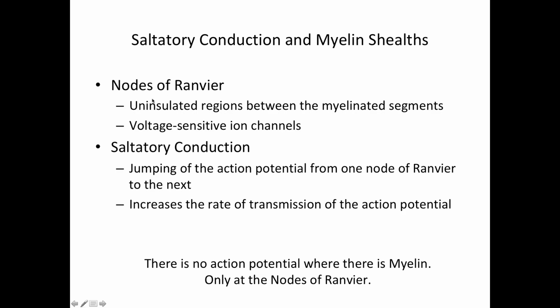So again, to recap: nodes of Ranvier are uninsulated regions between the myelinated segments, and they have a lot of voltage-sensitive ion channels. Saltatory conduction is the jumping of the action potential from one node of Ranvier to the next, and this will increase the rate of transmission of the action potential. So again, there's no action potential where there is myelin, only at the nodes of Ranvier.